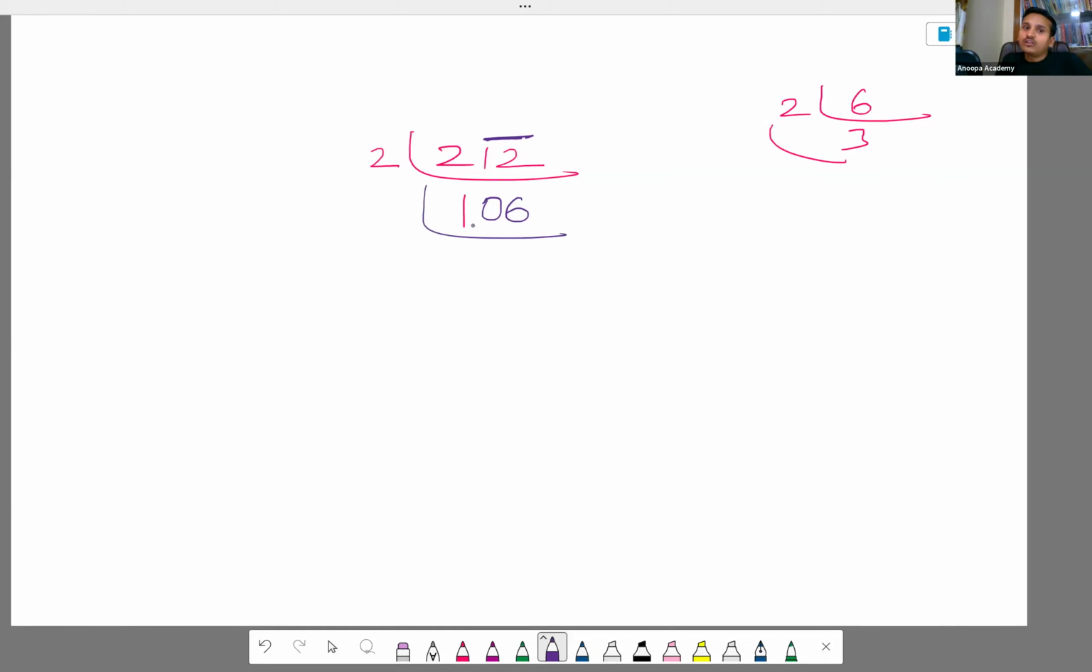Perfect. Look, 2 5s are 10, 2 3s are 6. And then we keep going. So always remember, whenever we want to take 2 digits at a time, we have to put a 0 first, then only take the next digit. That is extremely important.